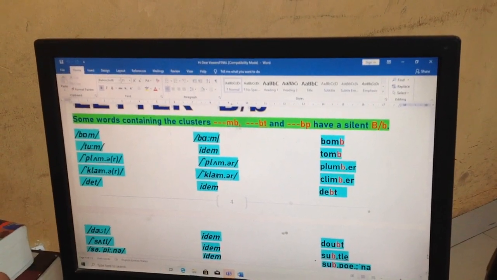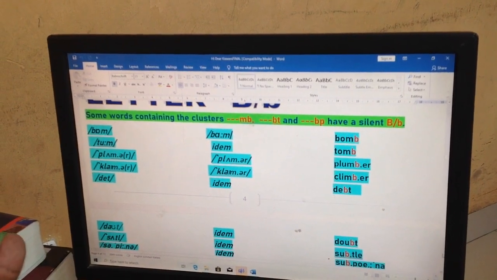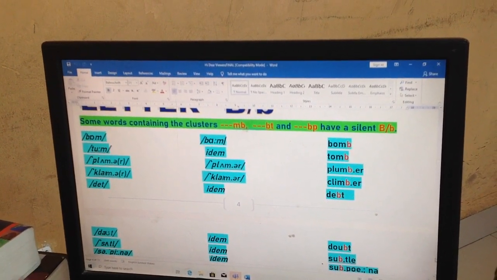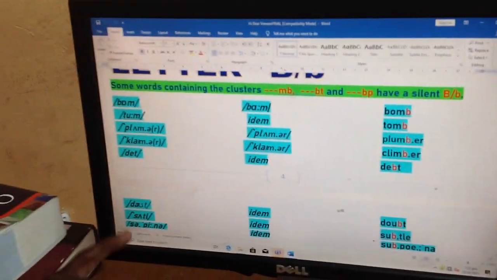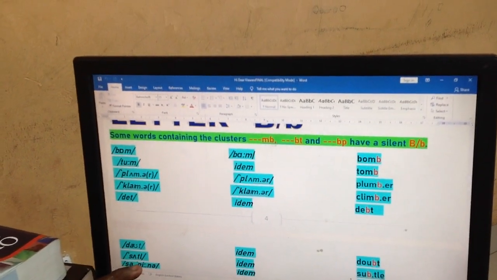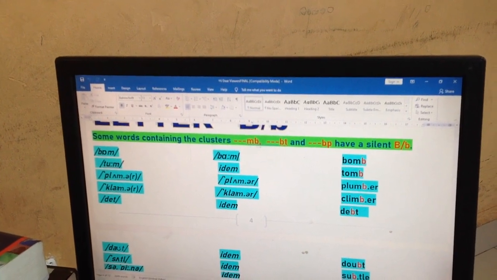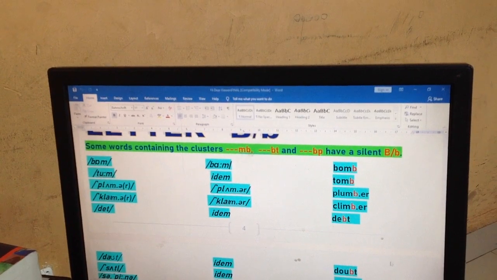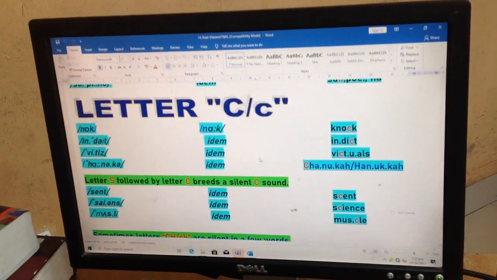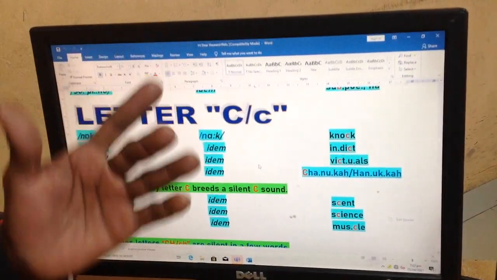It's one of the features, like we said yesterday, like we said in part 1, of Germanic and Romance languages. They have silent letters. Doubt, subtle. As you can see, the B. Subpoena. This is about the lawyers when you are called to court to go and present whatever it is. And so, we are through with letter B.